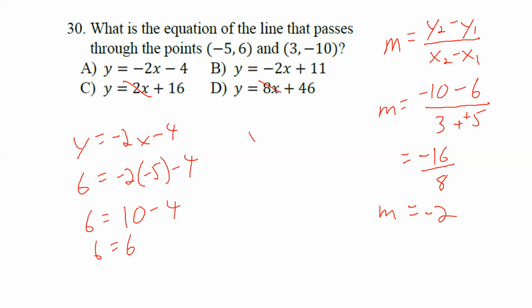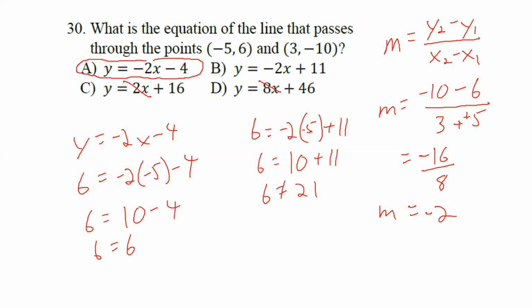So if I did B, plug it in, now +11. Oh, and I didn't plug in the 6. That y value can be replaced with 6. So on this one, 2 times 5 is 10 plus 11. Well, that doesn't work. Those two are not equal. So it can't be the second equation. It must be A.